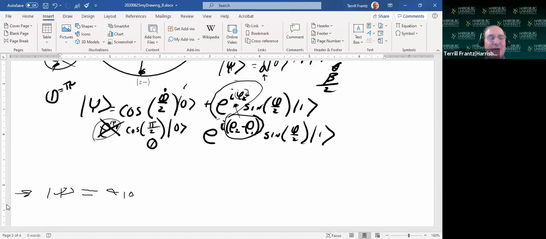Alpha bar 0. Yep. Alpha 0 cat plus beta 1 cat. David, man, it's pretty rough, but it's readable.